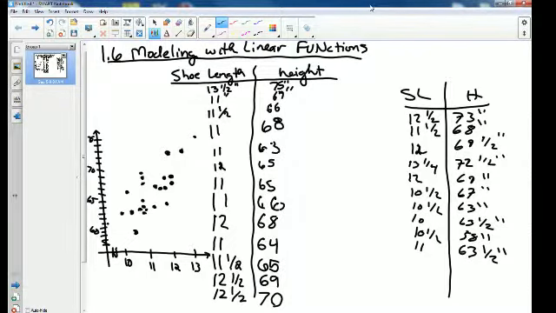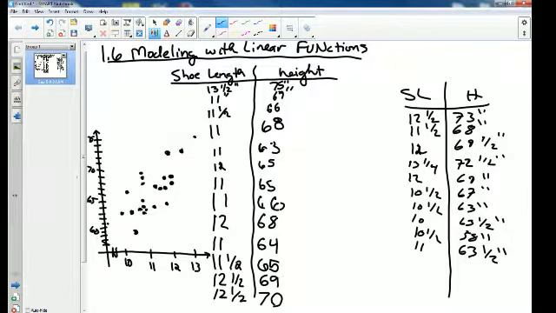Hi, YouTube. So we have our shoe length and height data from the entire class, and we've graphed it. When you get a bunch of data like this, usually we're going to use a computer or a calculator to analyze it. But I'm going to show you how to do it by hand and with the calculator. So you need to be able to do both.